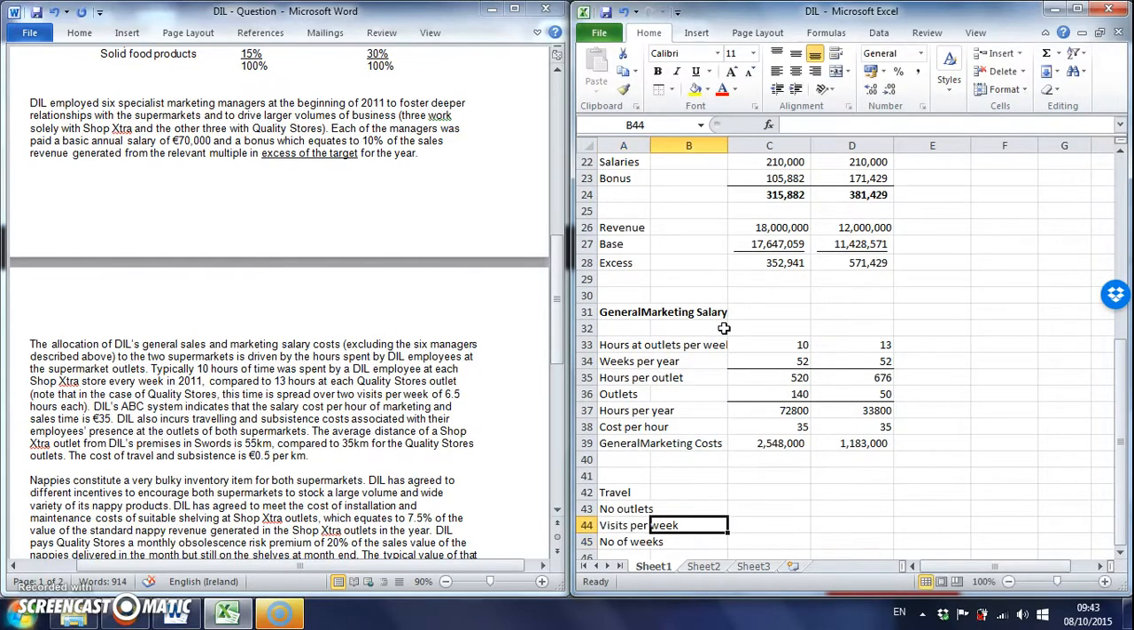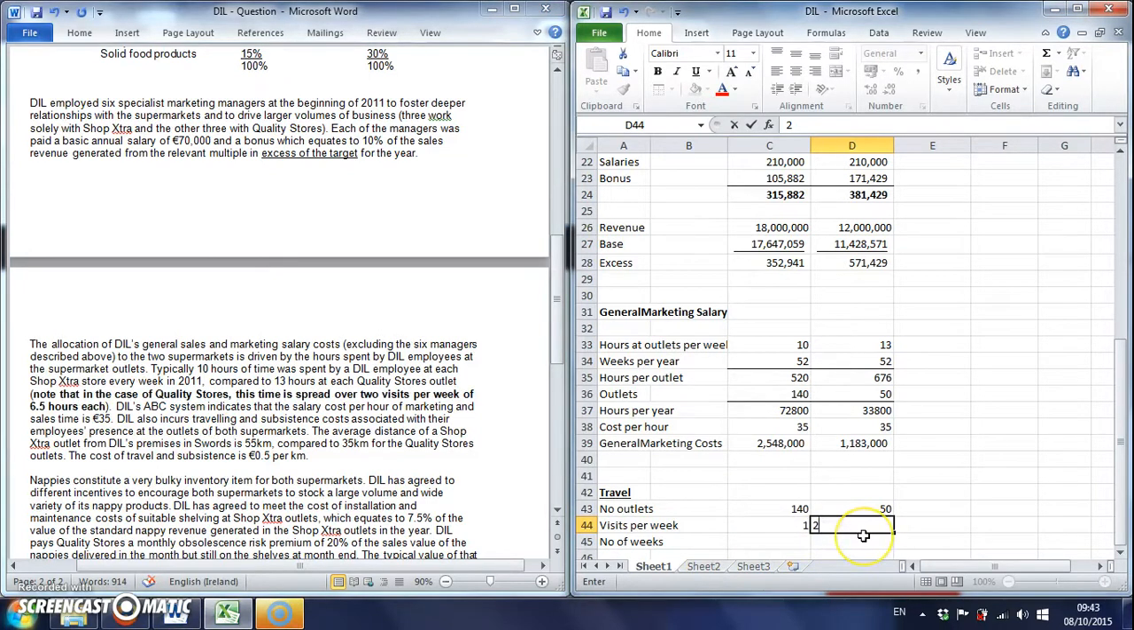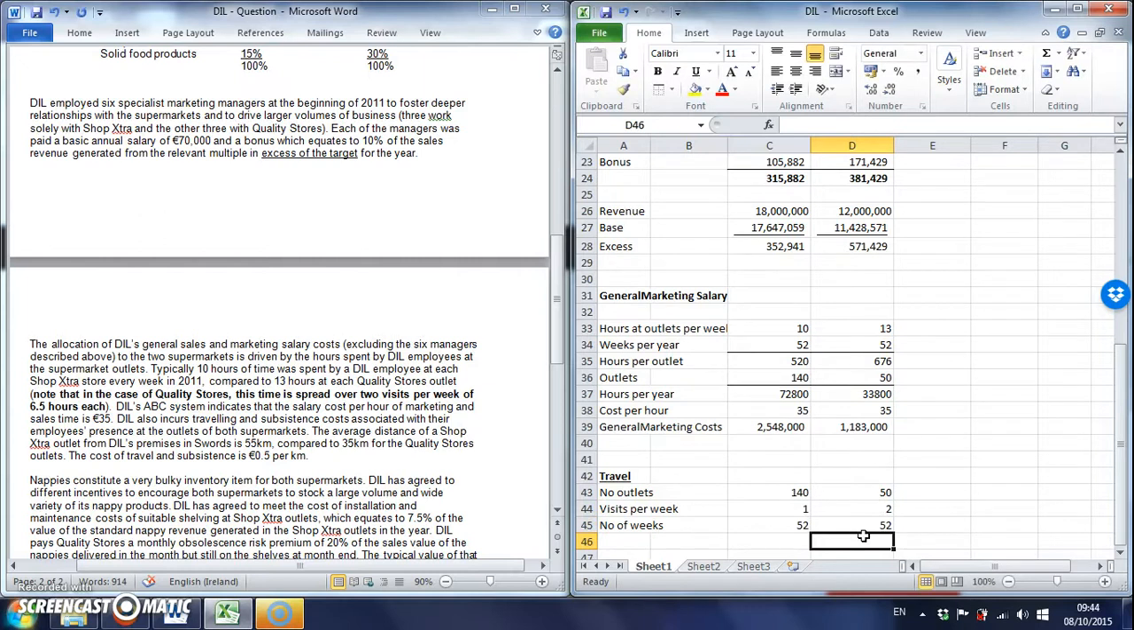So again, as I said, a bit more calculative than you might expect in an exam, but nonetheless useful for a benchmark. Number of outlets is 140 and 50. Visits per week 1, but you're told there's 2 visits per week here. And again, always ask, why am I told that information? It must be relevant for someone. And 2, and then the number of weeks is obviously 52.